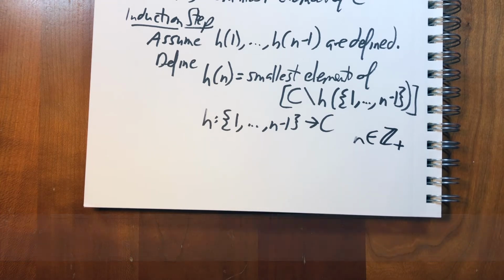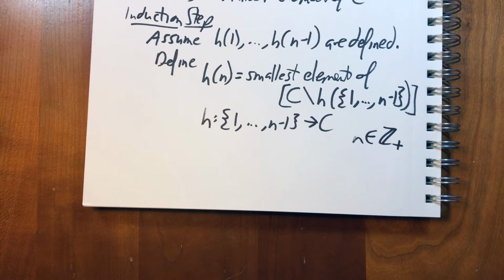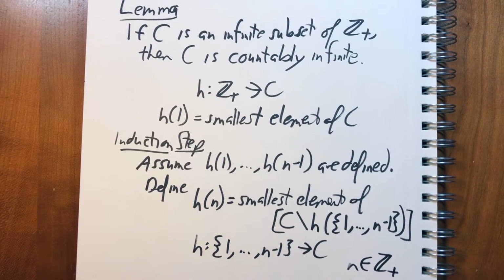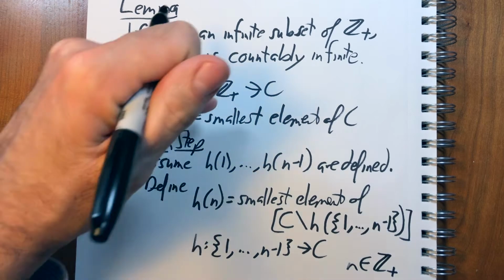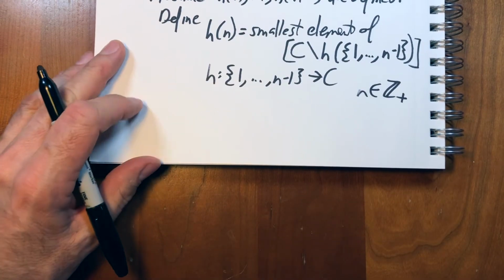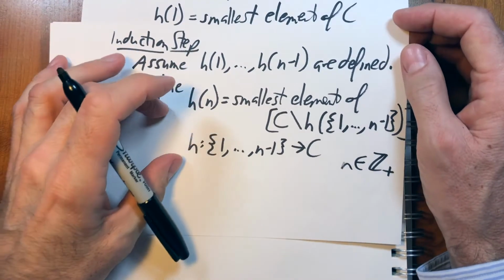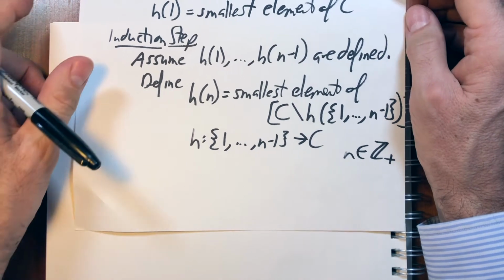Okay, so now what we need to do is show that this function is bijective. That will prove that C is countably infinite, right? If there exists a bijection between the positive integers and C, then C is countably infinite. So to show that H is bijective, we need to show first that it is injective and then that it is surjective.